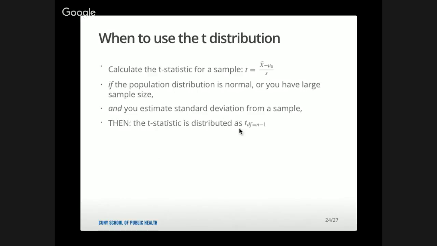Then this t statistic, this is for a one sample based on the means and standard deviations from a single sample, is t distributed with n-1 degrees of freedom. Different types of t-tests will have different degrees of freedom, but for one sample and its mean and standard deviation, it has n-1 degrees of freedom. And this will lead us to the one sample t-test, and we will get into hypothesis testing in the next class.